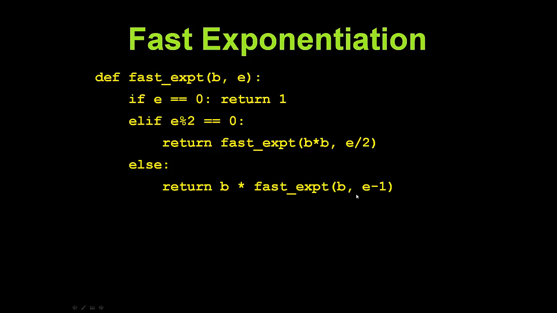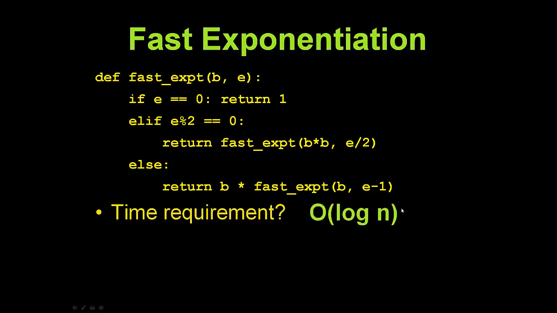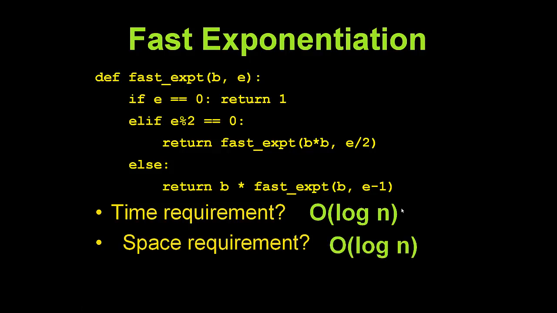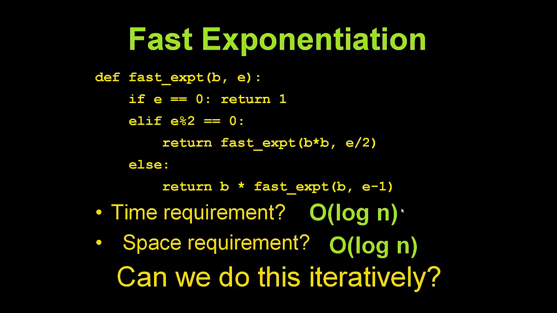So over here. Okay. Now, what's the time requirement now? It turns out it will be order log n. Okay, it's much faster. Space requirement, also order log n. Now, why is this so? Well, we'll discuss this example later on in recitation. But for now, just keep this in mind and see if you can figure this out. Okay, can you do this iteratively? Well, of course we can. Why don't you try to do this?